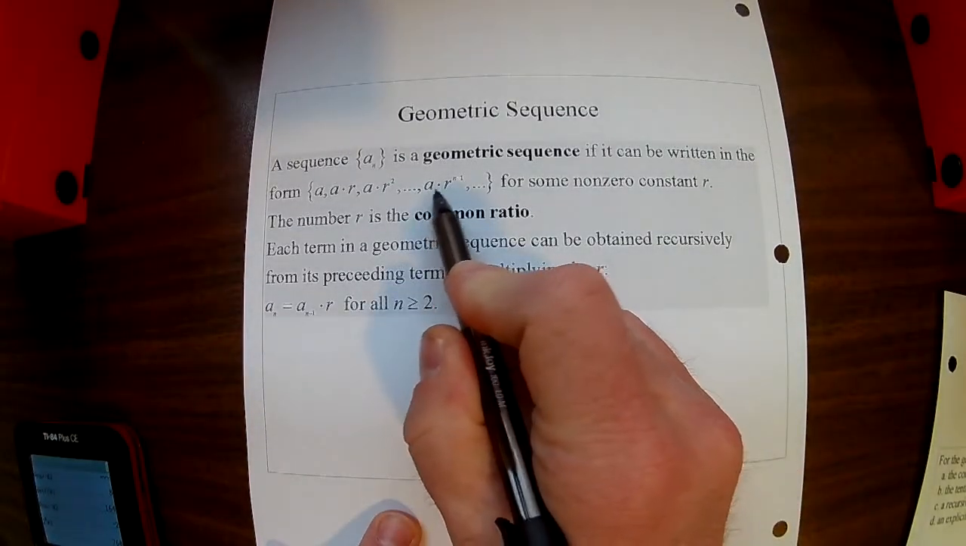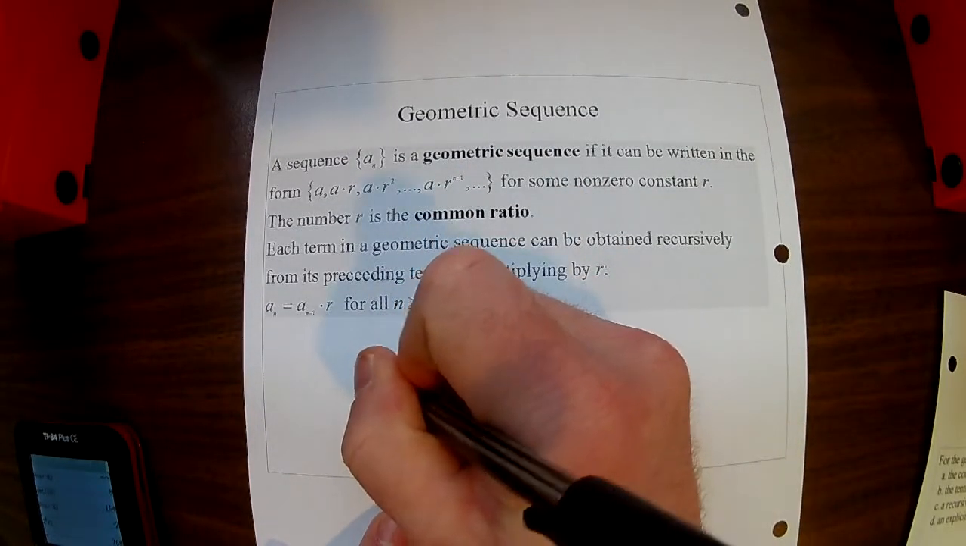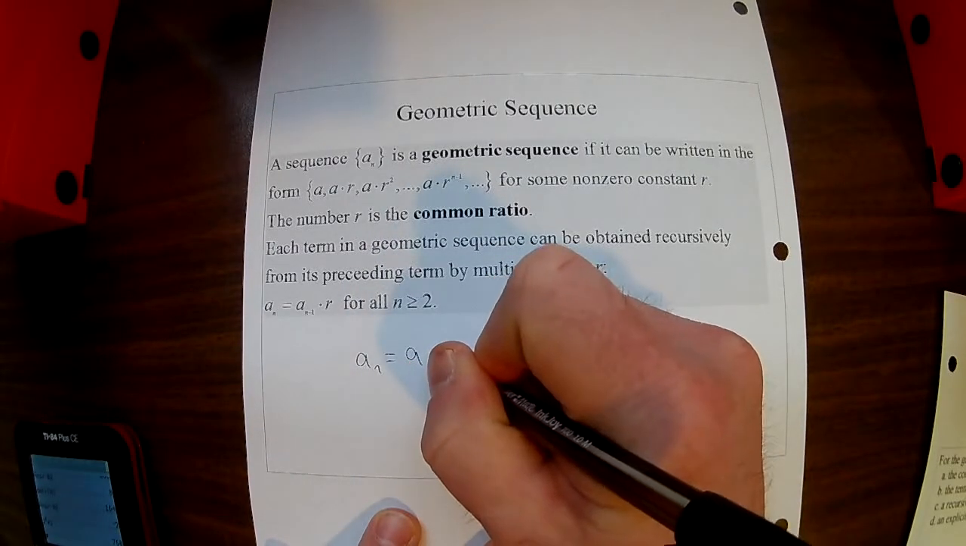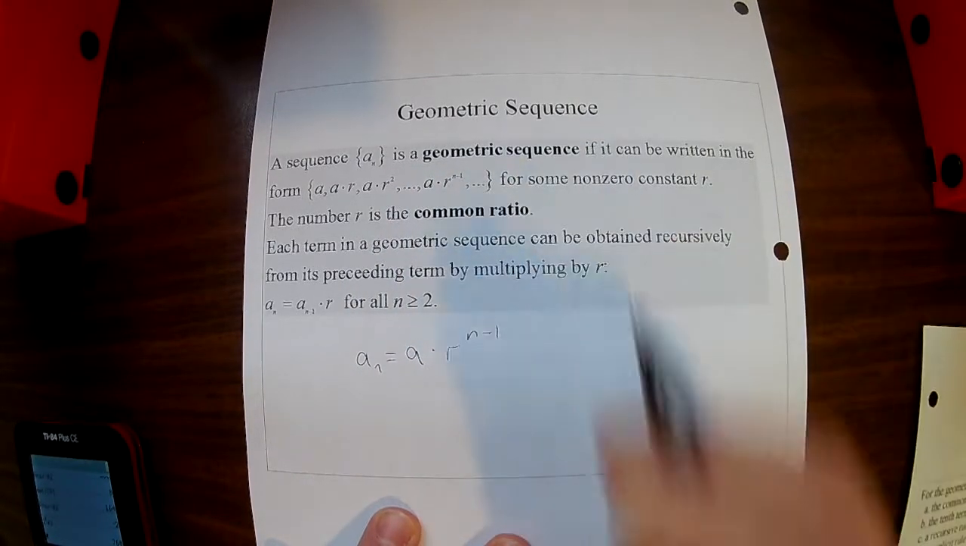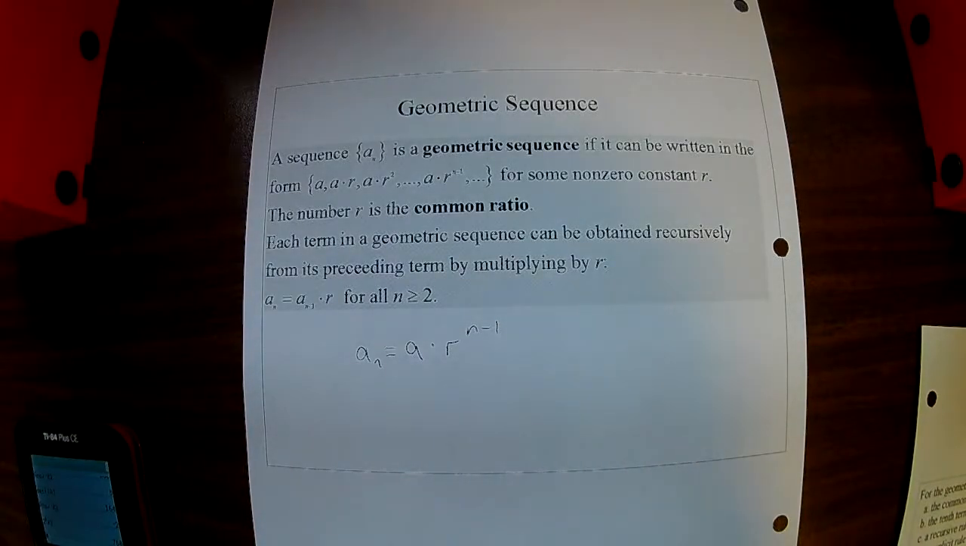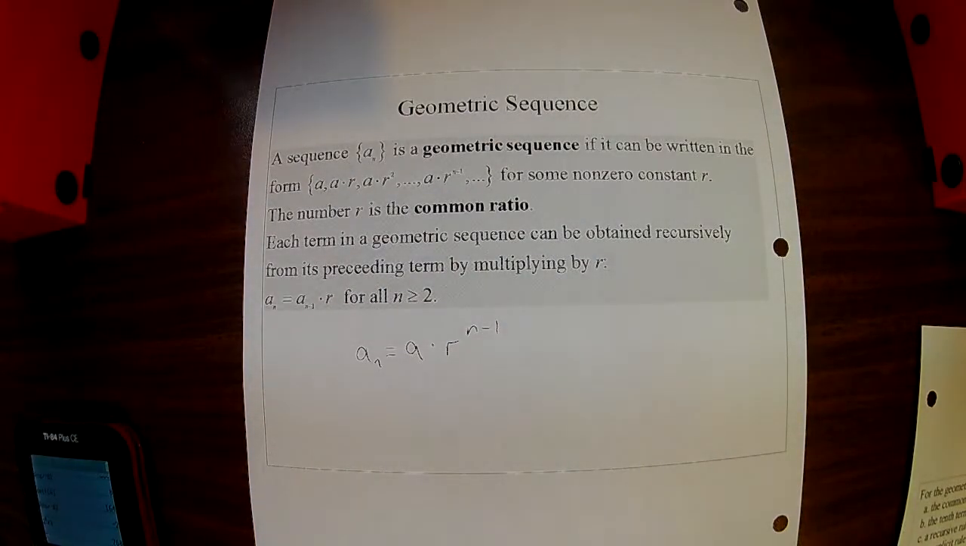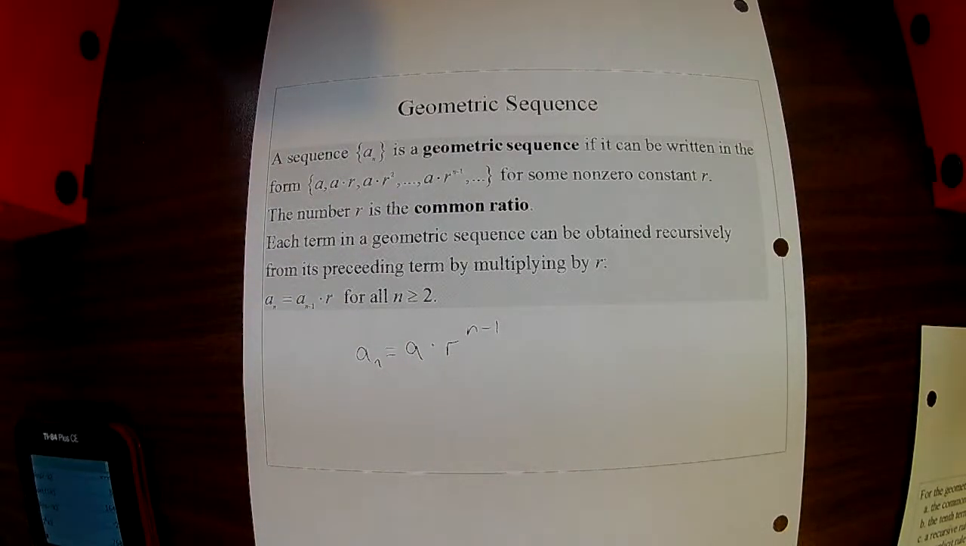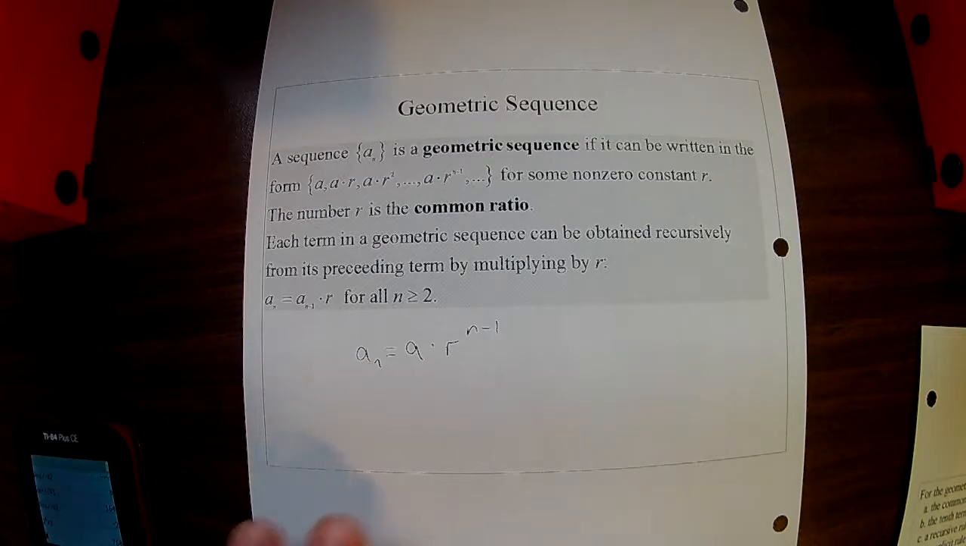I will point out right here, there's your explicit definition for geometric sequences. A sub n is equal to a times r to the n minus 1. That's important to note. For some non-zero constant r, the number r is called the common ratio. Each term in a geometric sequence can be obtained recursively from its preceding term by multiplying by r. A sub n is equal to a sub n minus 1 times r for all n greater than or equal to 2.